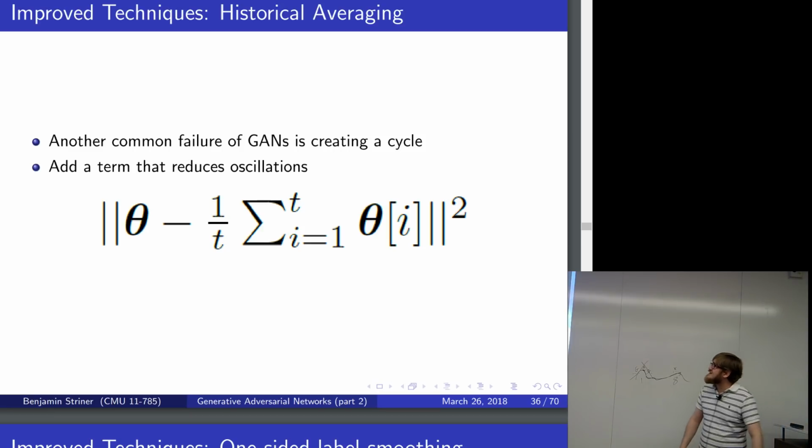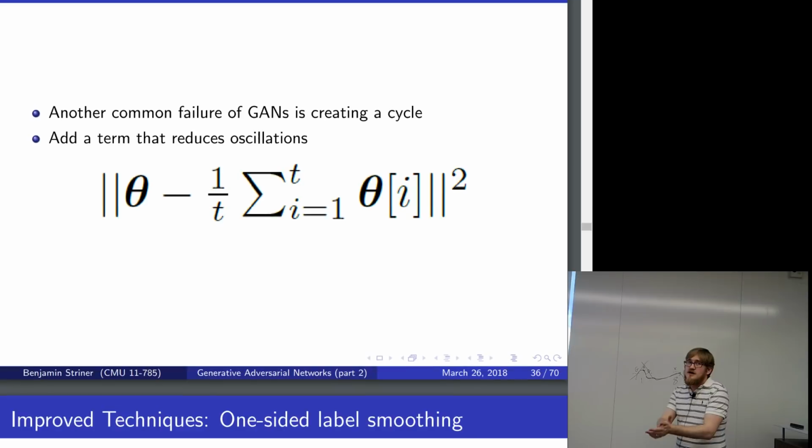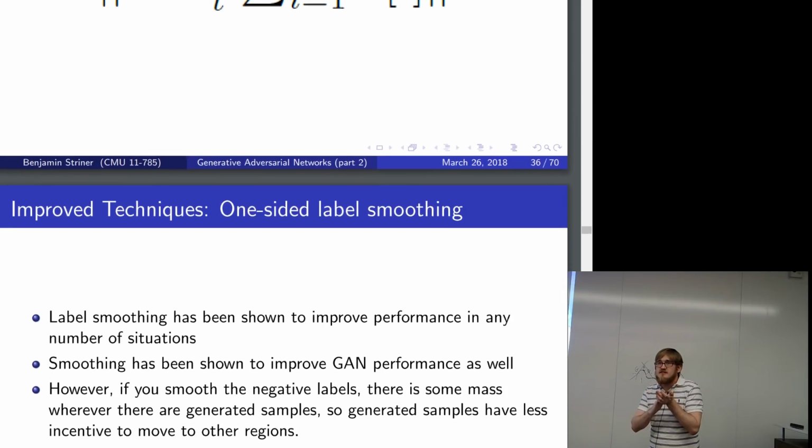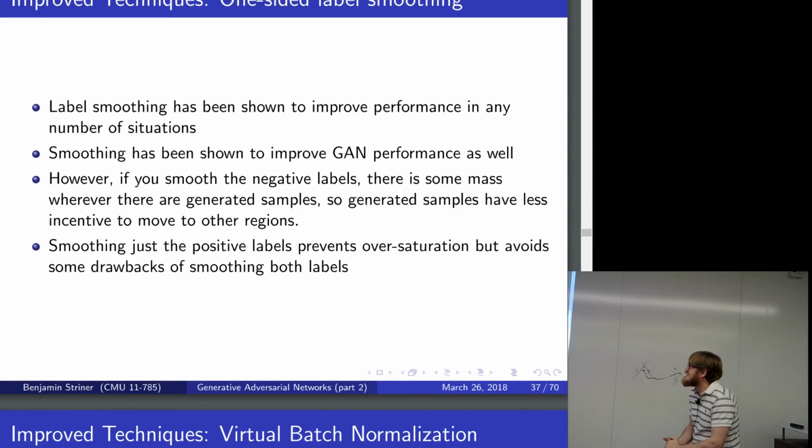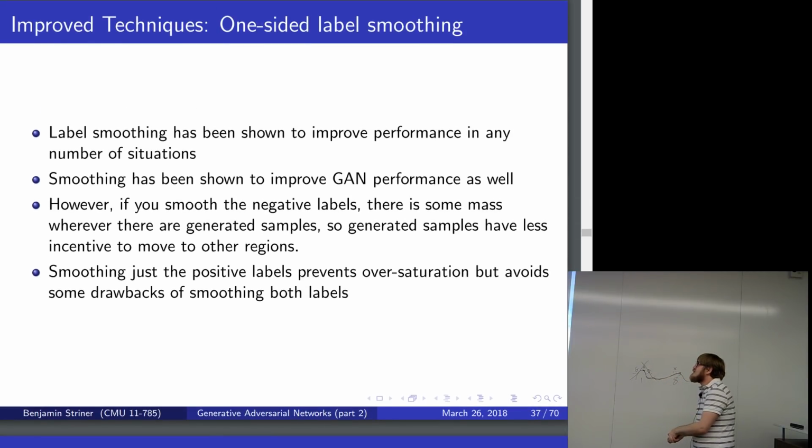Another technique proposed is one-sided label smoothing. Hopefully all of you are aware of smoothing, and might have wanted to use that in some of your homeworks. It's a great technique. It tends to help everybody out. So smoothing is good in general, so why not try smoothing with GANs? However, what they found is that it works better if you use one-sided label smoothing instead of smoothing both labels. If you smooth the real labels, then you've got a nice smoother distribution for your real labels. It's not a really sharp point.